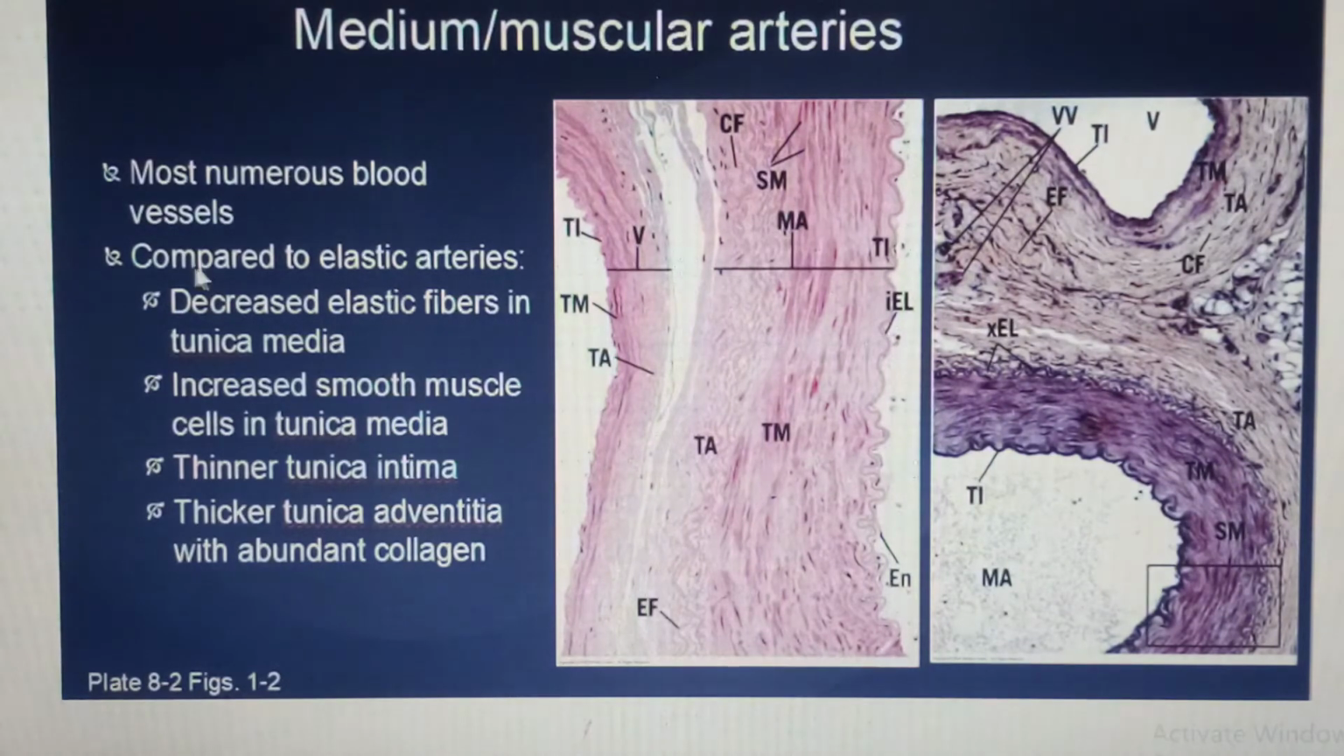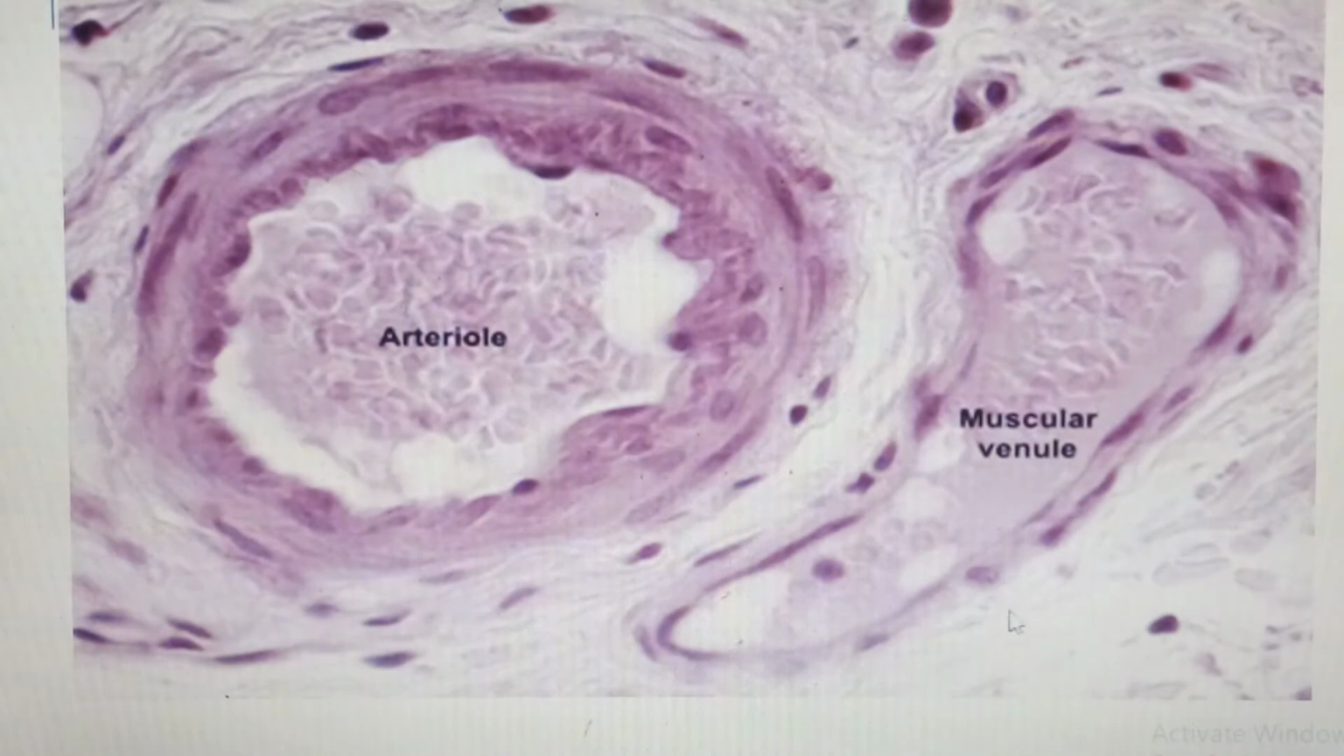So as you can see, compared to elastic arteries, these muscular arteries will have decreased elastic fibers. As we said, they will have a lot of smooth muscle. Then of course there will be a thinner tunica intima, and a relatively thicker tunica adventitia compared to that of elastic arteries. So there we are.